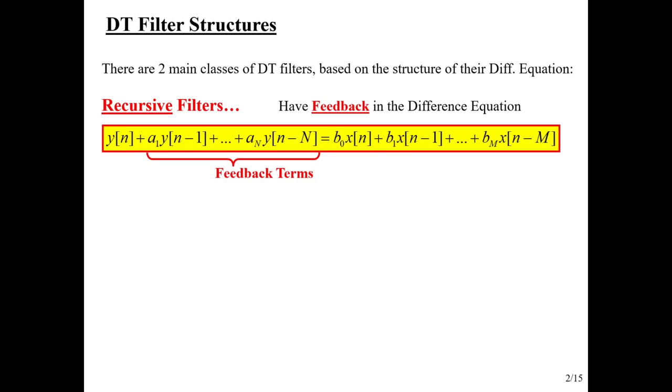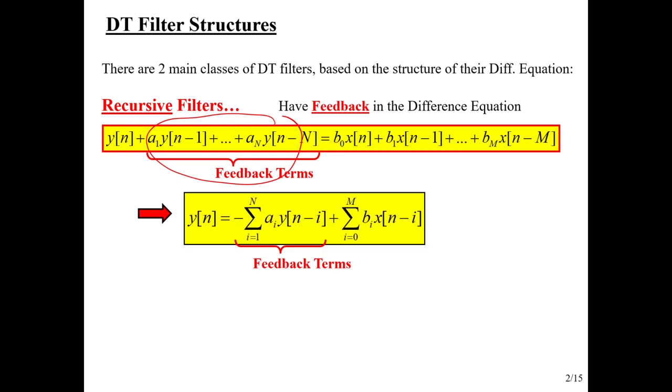The first category is called a recursive filter. And they have feedback. So you look at the difference equation, and I talked about this, I think, in the review material, so you might want to go back and look at that if you haven't already. These are feedback terms. I can't remember, do I show it here? Yes, I do show it. So let's see why we call those feedback terms.